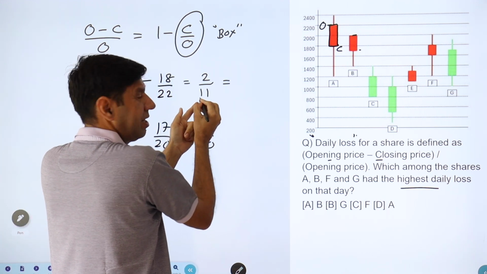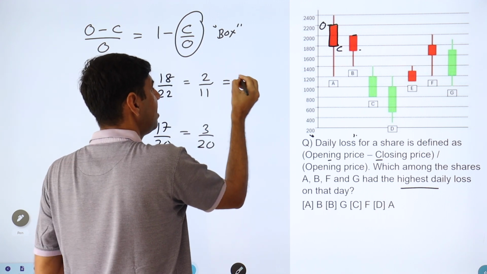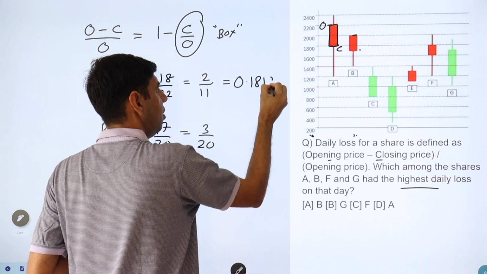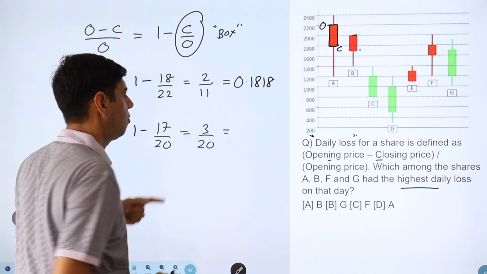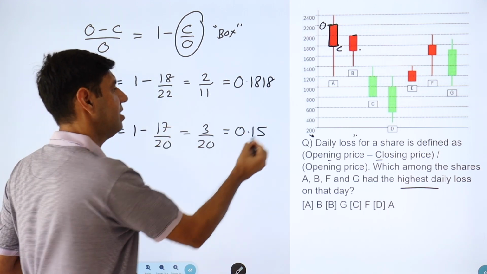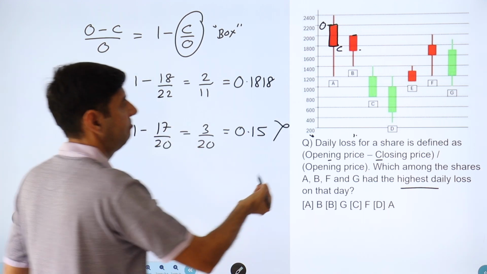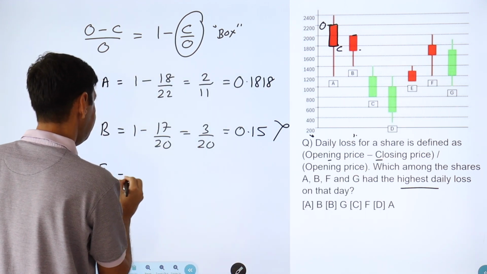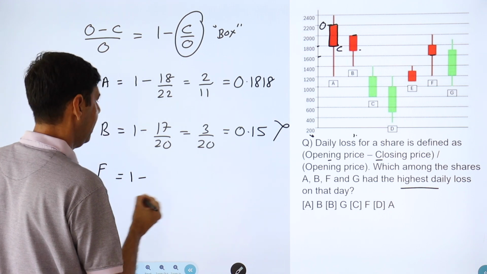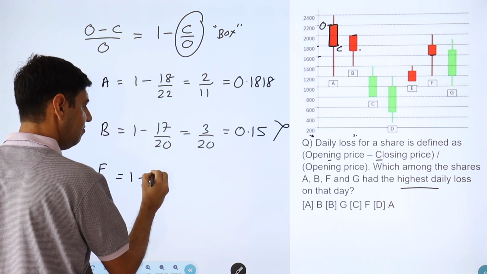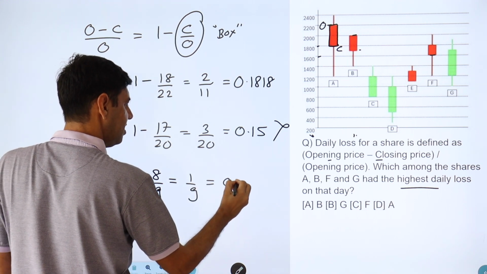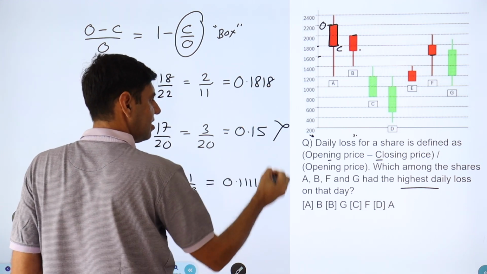So let's do it. Denominator 11. 9 elevens are... 2 by 11 is going to be 0.181818 or 18%. Here, what is it going to be? 3 by 20. So this is going to be 0.15. So this is higher. So this is not going to be my answer. For F, 1 minus the close is 16, the open is 18, so that is 16 by 18, which is 8 by 9, so it's 1 by 9. 1 by 9 is 11%. So that is still the highest.